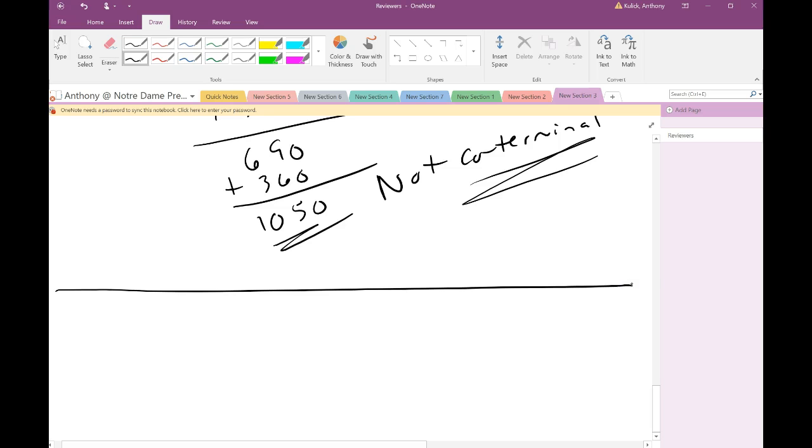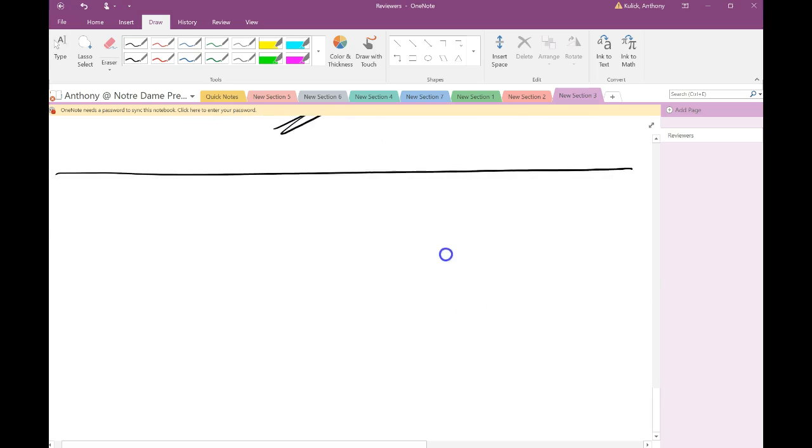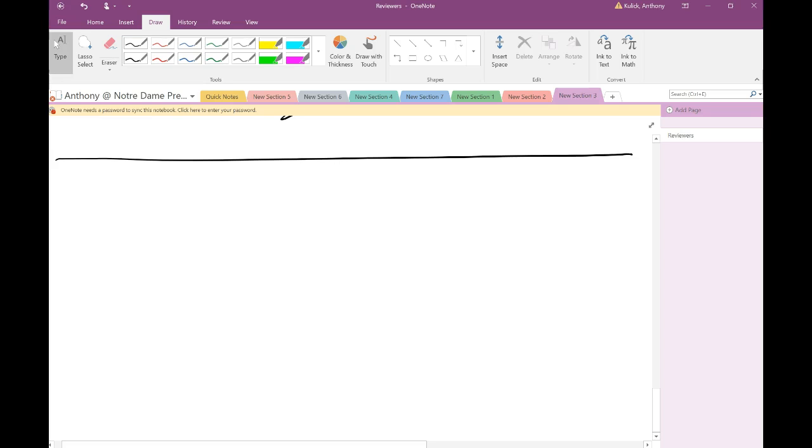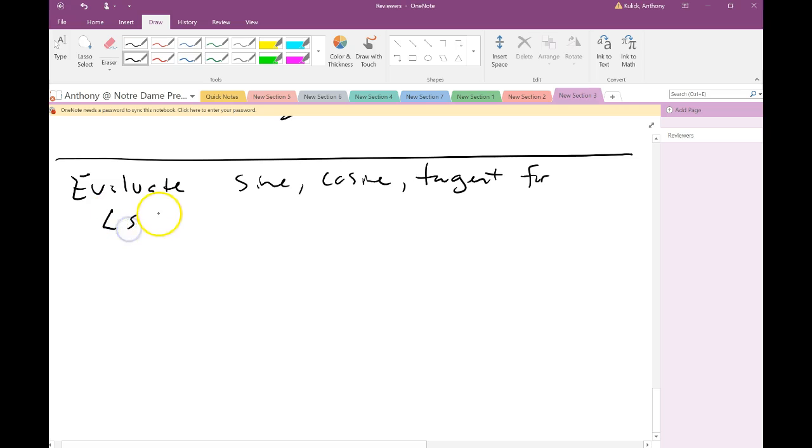Okay, so that's all well and good. What we want to do now is build a way to evaluate sine, cosine, and tangent for those bigger angles. And we'd prefer to be able to do this exactly. We want to find the exact values.